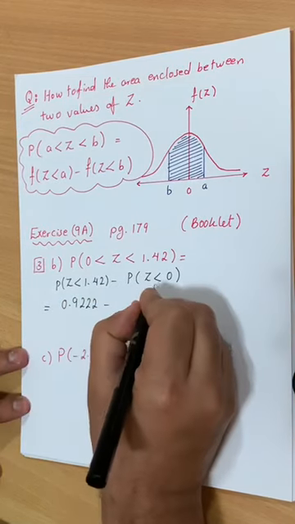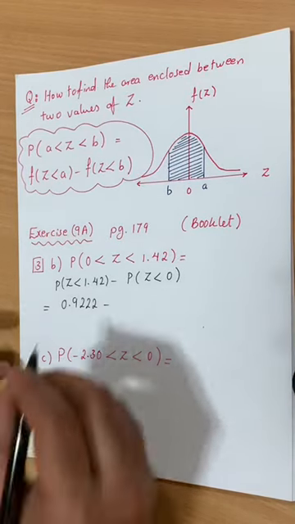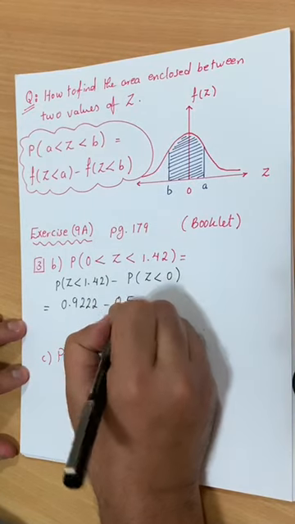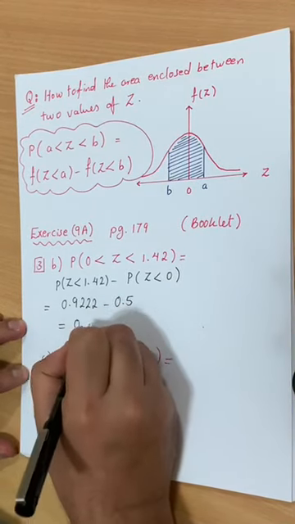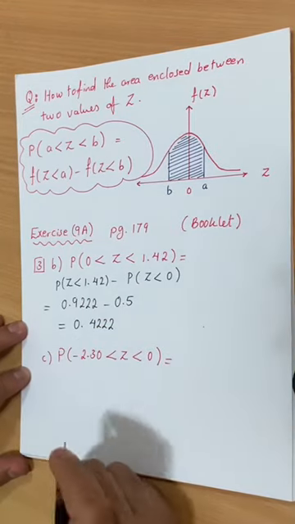And less than 0, the area at the left of the 0 or the right of the 0 is equal to 0.5, because the 0 is dividing the curve into two equal parts and the area under the curve is 1. So minus 0.5, then the answer is 0.4222.